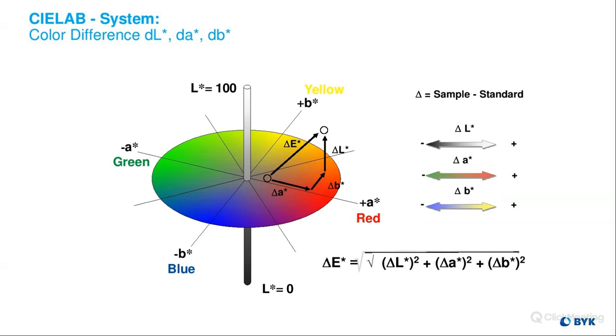Also, when you talk about differences, you want to make sure that you're doing the sample minus the standard. And this is for all instruments, it's the same case. And here you have the delta E between the sample and the standard. Also the delta A, which is the red-green, the delta B, which is the yellow-blue, and the delta L, which is the lightness-darkness. And the delta E is just the square root of the sum of the squares of the delta L, delta A, and delta B.